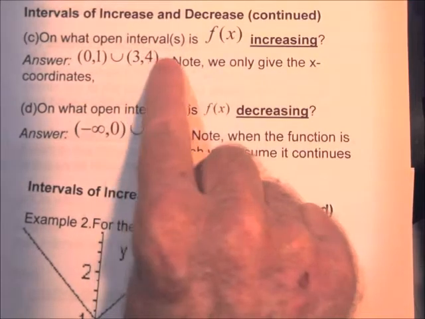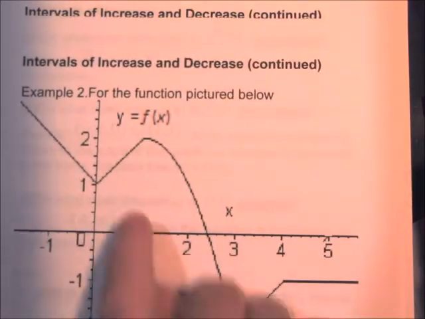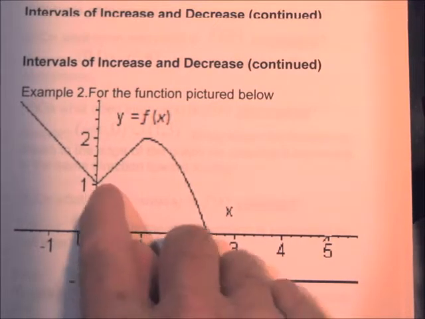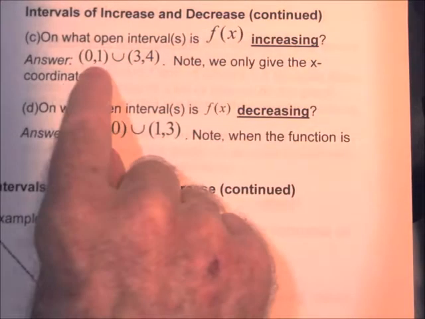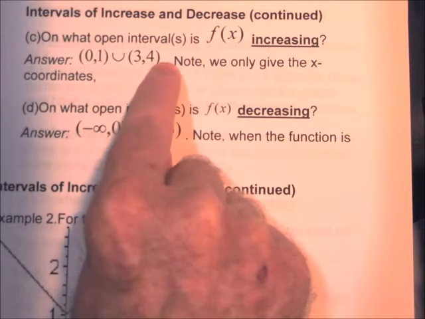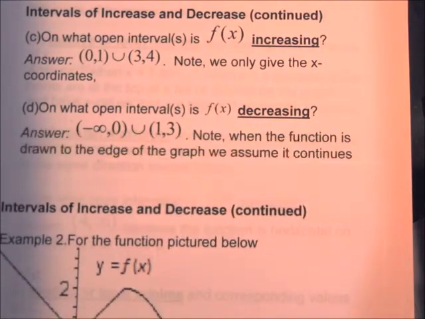On what open intervals is f of x increasing? So increasing when x is between 0 and 1. They have a positive slope there. And it's also increasing when x is between 3 and 4. So this will be 0, 1 union 3, 4. And you only give the x coordinates on intervals.